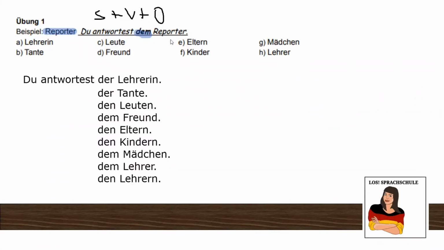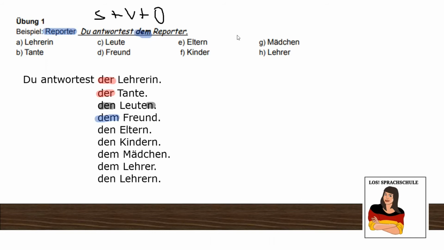Okay, let's compare. Du antwortest der Lehrerin. Female, it becomes der. You answer to the teacher or you answer the teacher. Du antwortest der Tante, also female. Du antwortest den Leuten. You're answering to the people. Du antwortest dem Freund. You're answering the friend.